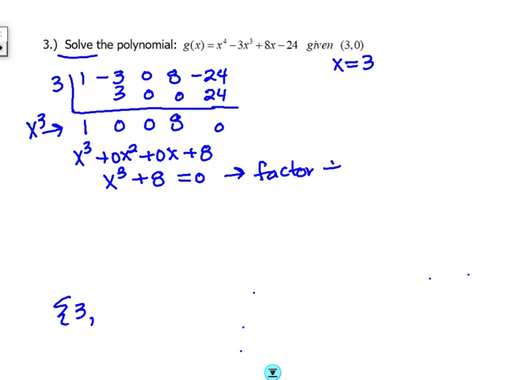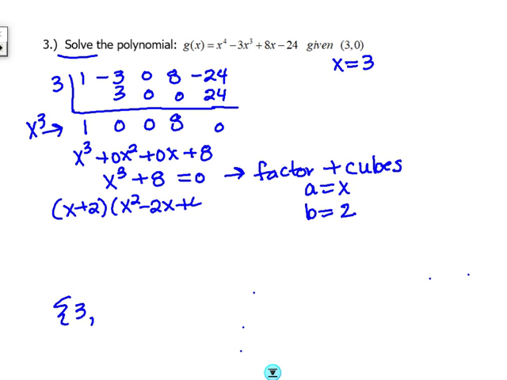This is the sum of cubes. All right, so my first term is x, and my second term is the cube root of 8, which is 2. It's a sum, so I'm going to get x plus 2, square the first term, opposite multiply, and then square the second term. All right, so my real solution on this part right here is negative 2. I can add that to my list, so it touches the x-axis twice. And this second factor is not going to factor, so I'm going to get 2 imaginary solutions. So I'm going to complete the square or use the quadratic formula.